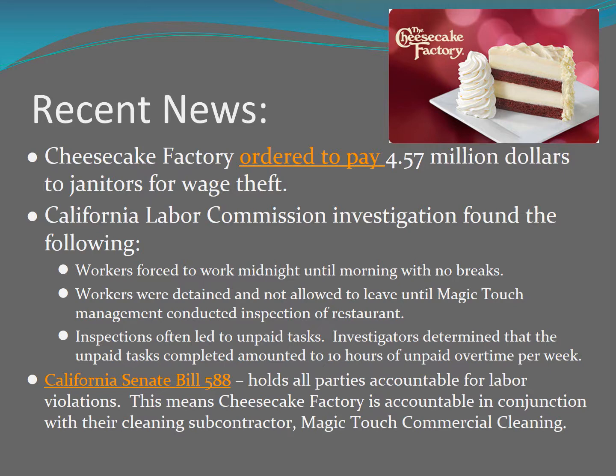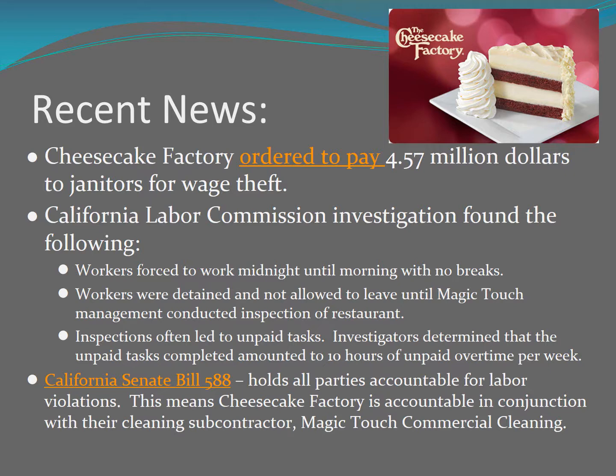Workers were detained after shift and not allowed to leave until the subcontractor, Magic Touch Commercial Cleaning, conducted an inspection of the restaurant. The inspections often led the workers to staying and performing unpaid tasks. Investigators determined that the unpaid tasks completed amounted to 10 extra hours of unpaid overtime per week.